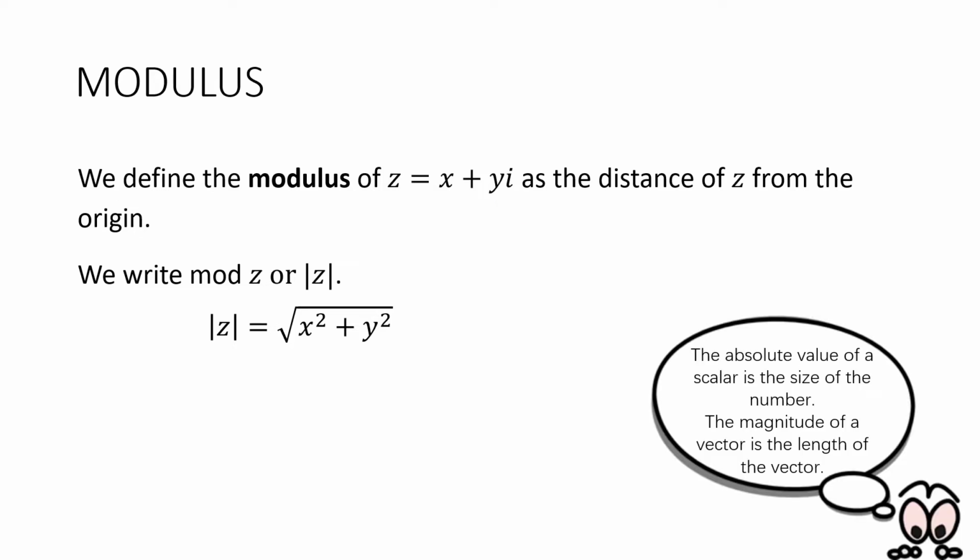Here's another important point. We use the absolute value sign for both scalars and vectors. Now that might seem contradictory, but it's actually the same thing. Think about it. The absolute value of a number like -5 is the size of the number without the direction, so it's 5. The magnitude of a vector is the size or the length of the vector without the direction. See? Same thing.